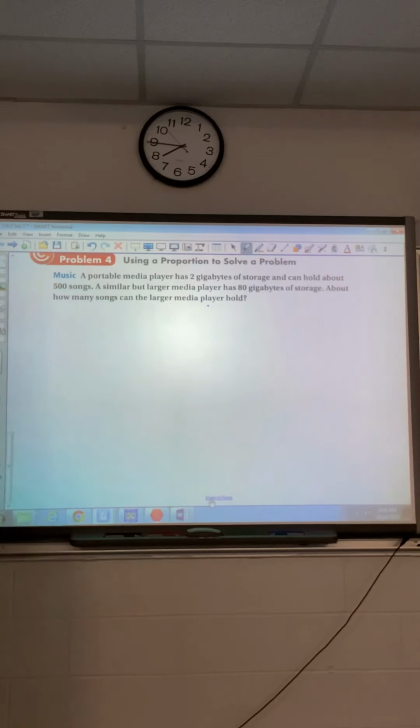Okay, proportions word problems. Everybody loves them. They're everybody's favorite kind of problems. They're pretty easy though. I got a good method for solving proportions word problems. This one says a portable media player has 2 gigs of storage and can hold about 500 songs. A similar but larger media player has 80 gigs of storage. How many songs can the larger media player hold?